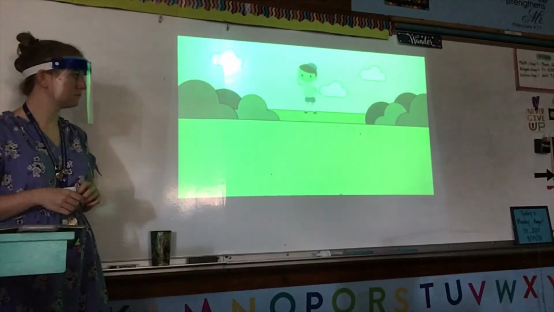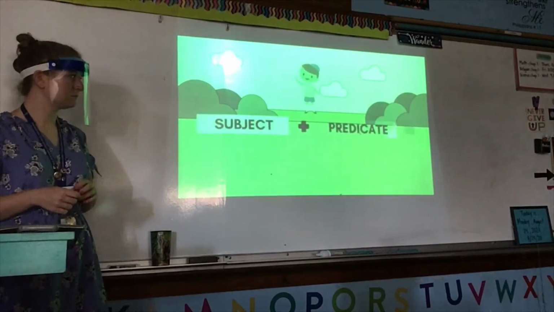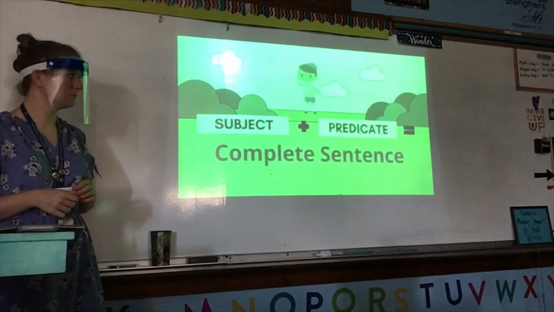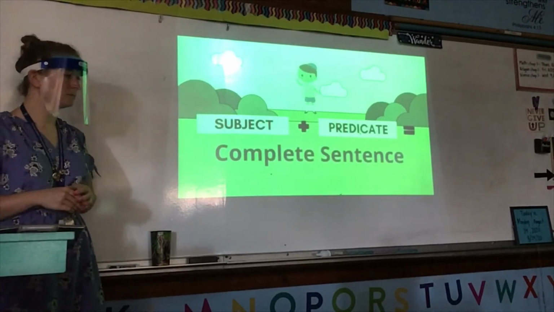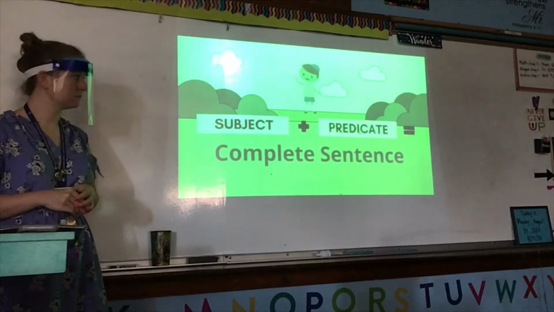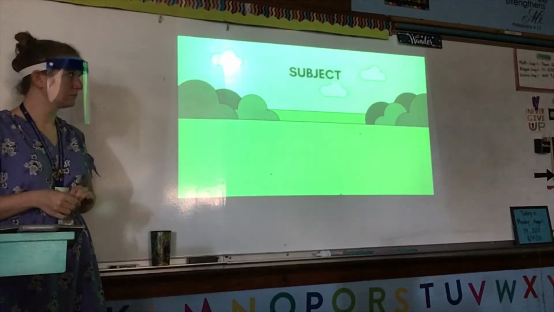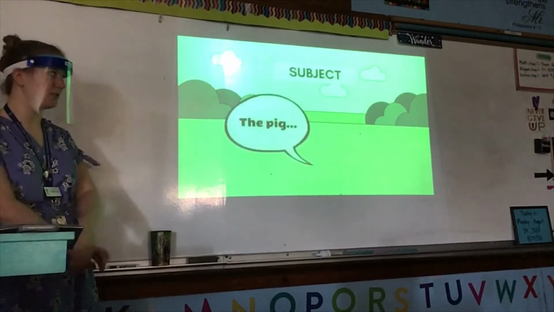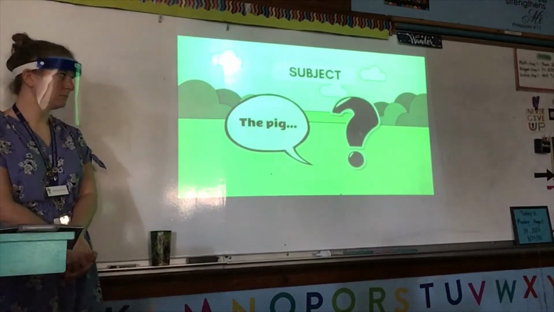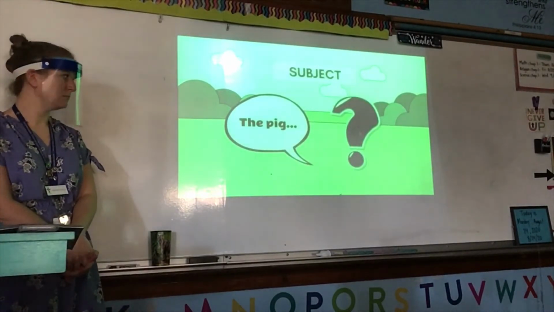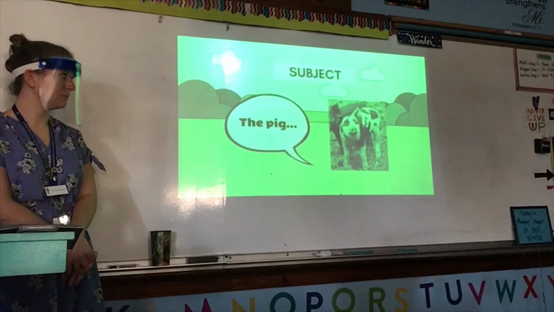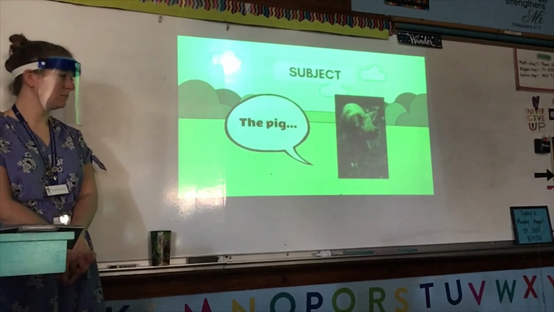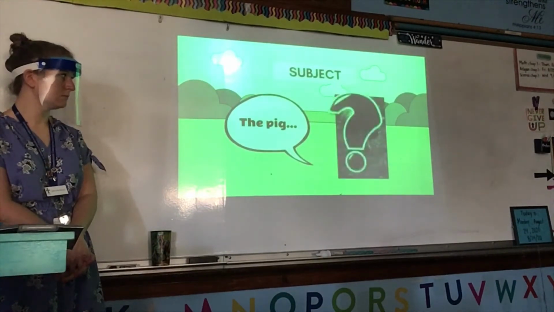Remember, you need both the subject and the predicate to make a complete sentence. If you only have one part, it is not a complete thought. If you have just the subject, for example, the pig, you would have no idea what the pig is or does. Was the pig small and cute? Did the pig jump into the muddy puddle? I don't know. Do you know?